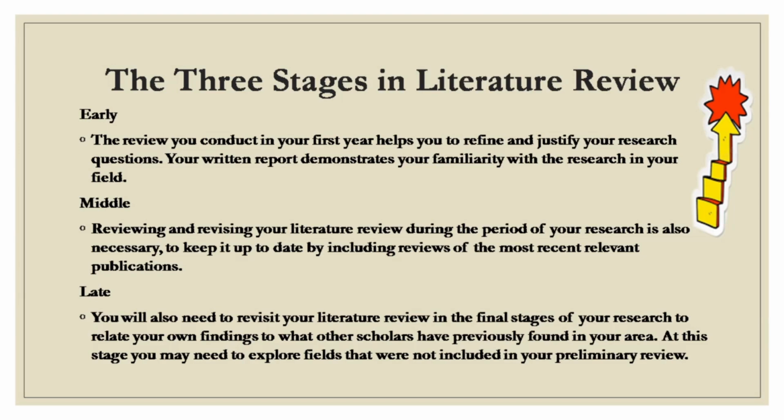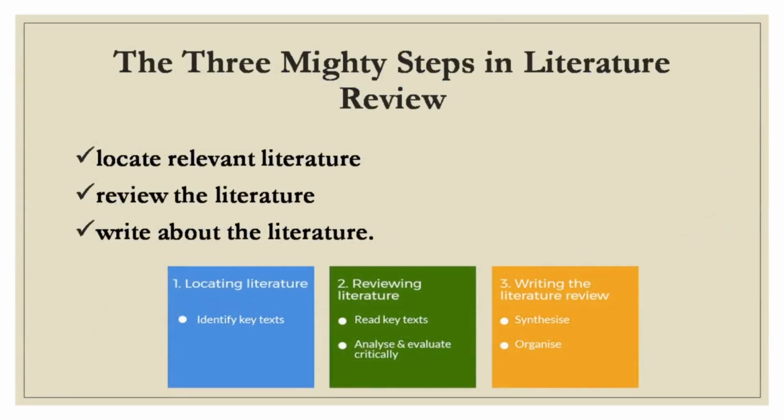So these three stages in literature review are very, very important. Okay, so now the three mighty steps in literature review. There are three steps in literature review that help you a lot. What's the first one? Locate relevant literature. So it is just identifying the key texts. What are the articles or theses that you are going to take up for reviewing? You have to identify that, or you have to locate it. Only if you locate can you proceed further, right? So this is the very important first step.